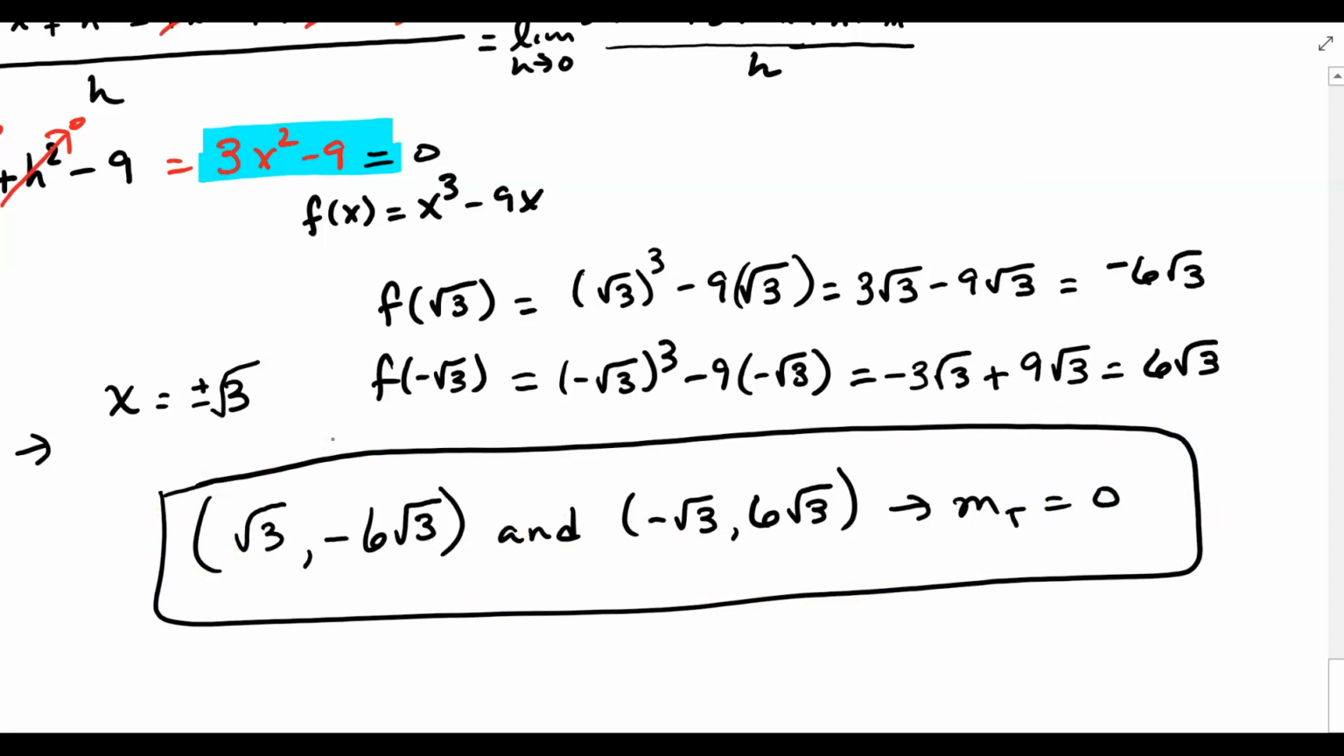Okay, so otherwise a really nice problem. Really nice problem. It's a lot of algebra. It really is a lot of algebra in calculus.